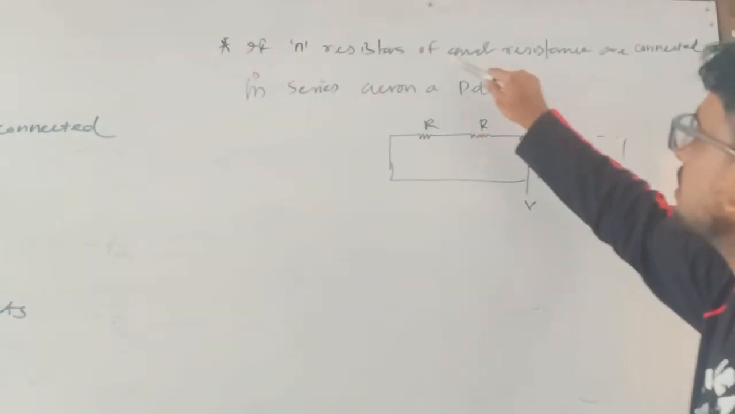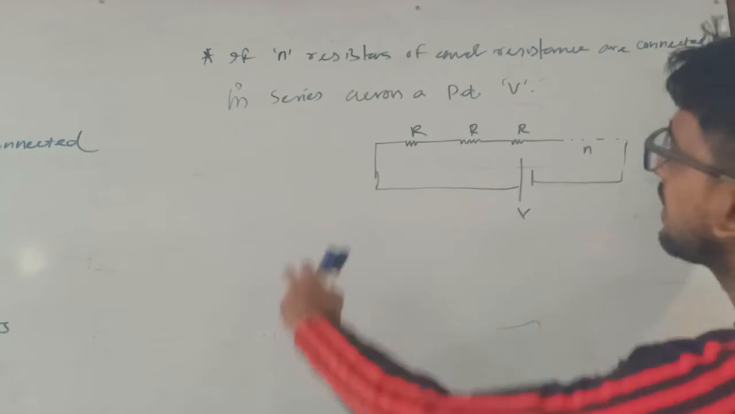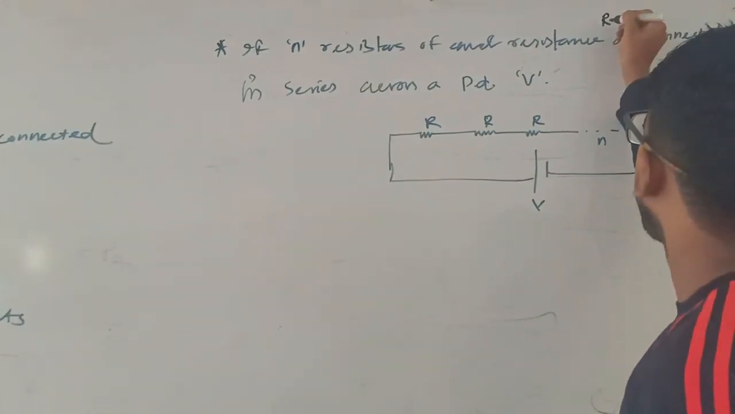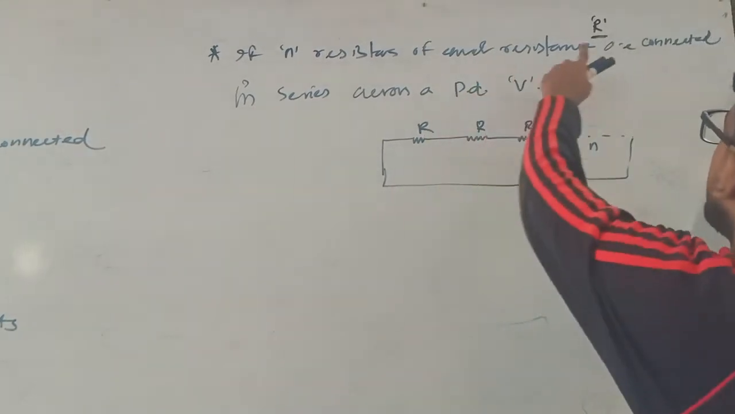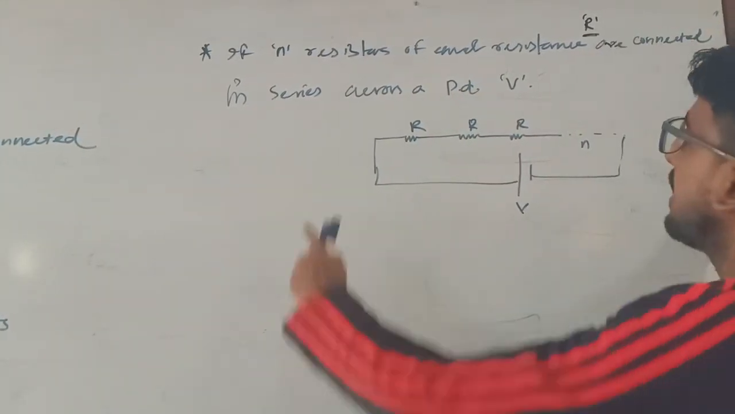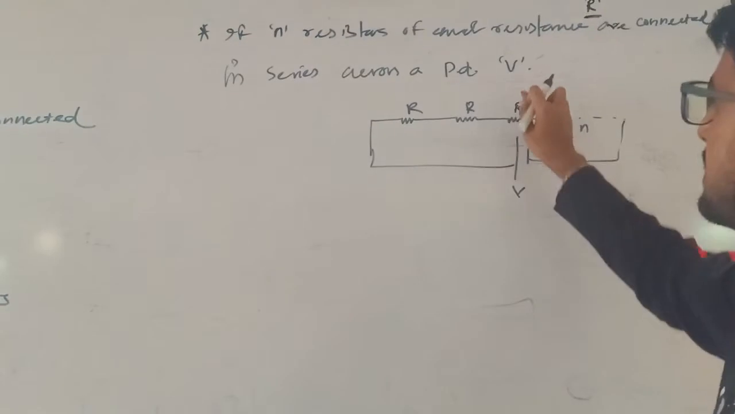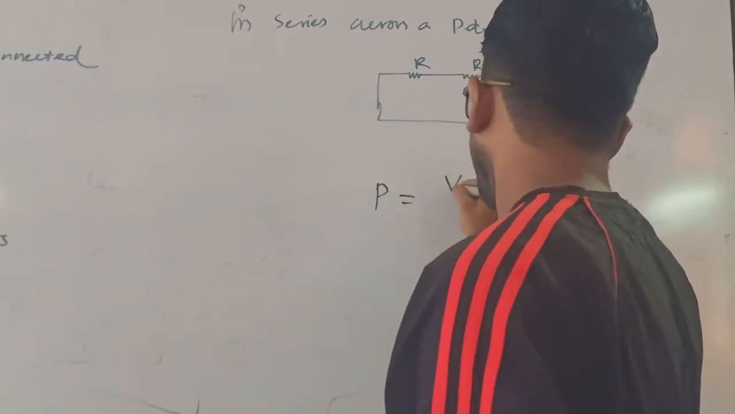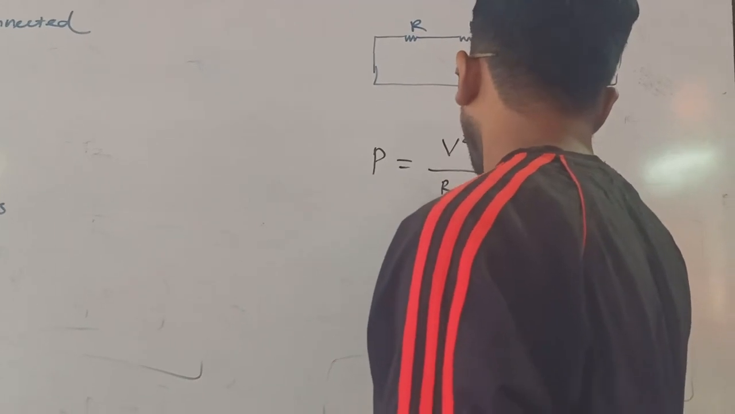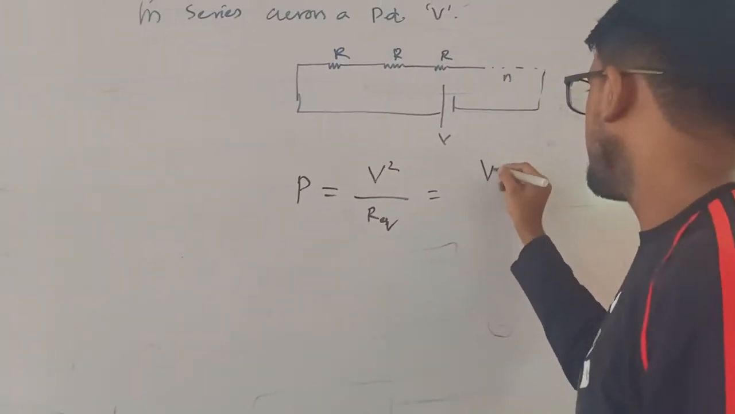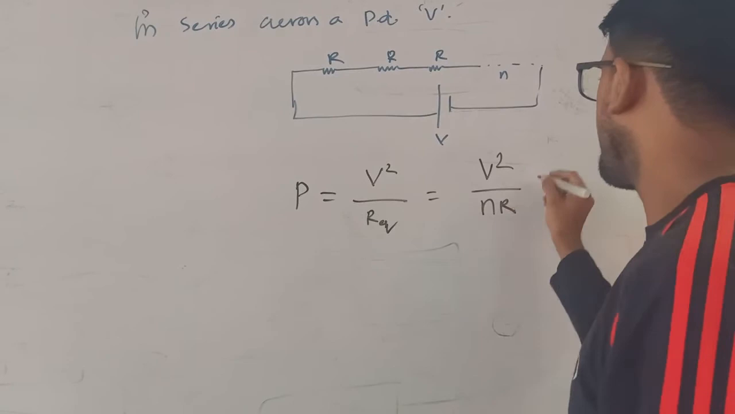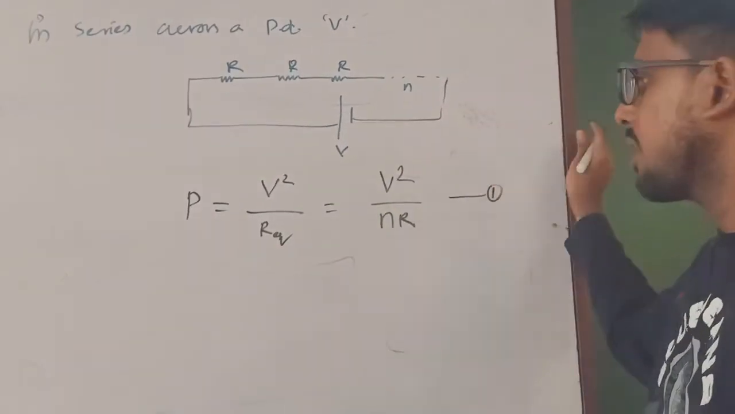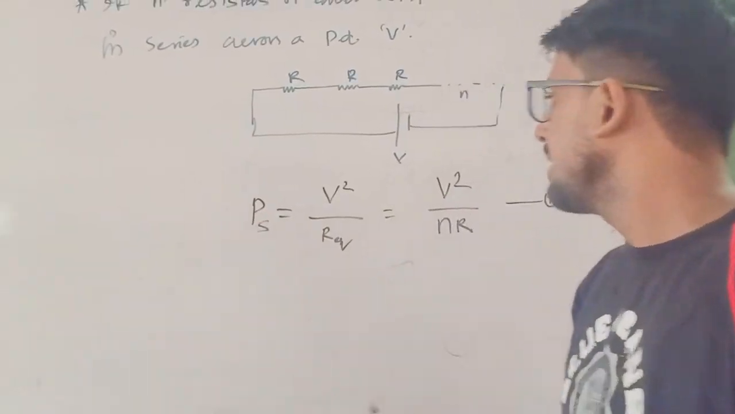If 10 resistors of equal resistance are connected in series across a potential difference V, here the equal resistance will be R. Okay, N resistors of equal resistance R are connected in series across a potential difference V. This is the circuit. So the power calculation P will be V square by R equivalent. That will be V square by N R, as all the resistors of equal resistance are connected in series. Let it be equation 1. Let this be power in series.